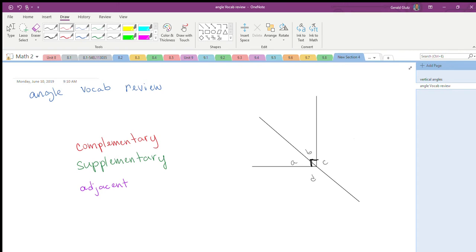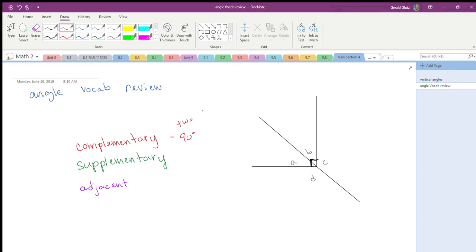So complementary and supplementary, a lot of people get those confused. So the way I remember it is if I was putting them in alphabetical order like I did here. So complementary starts with C and C would come before S. So complementary comes first. So that means this one is going to be 90 degrees. 2 angles that add up to 90 degrees.